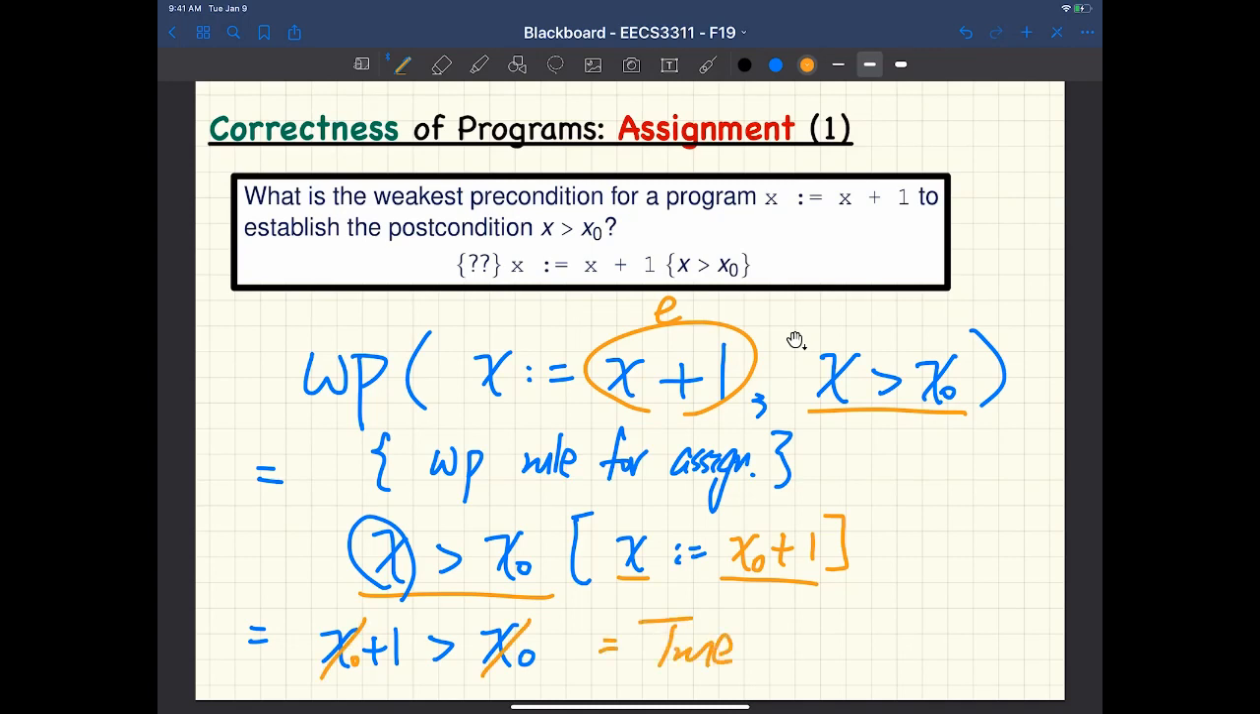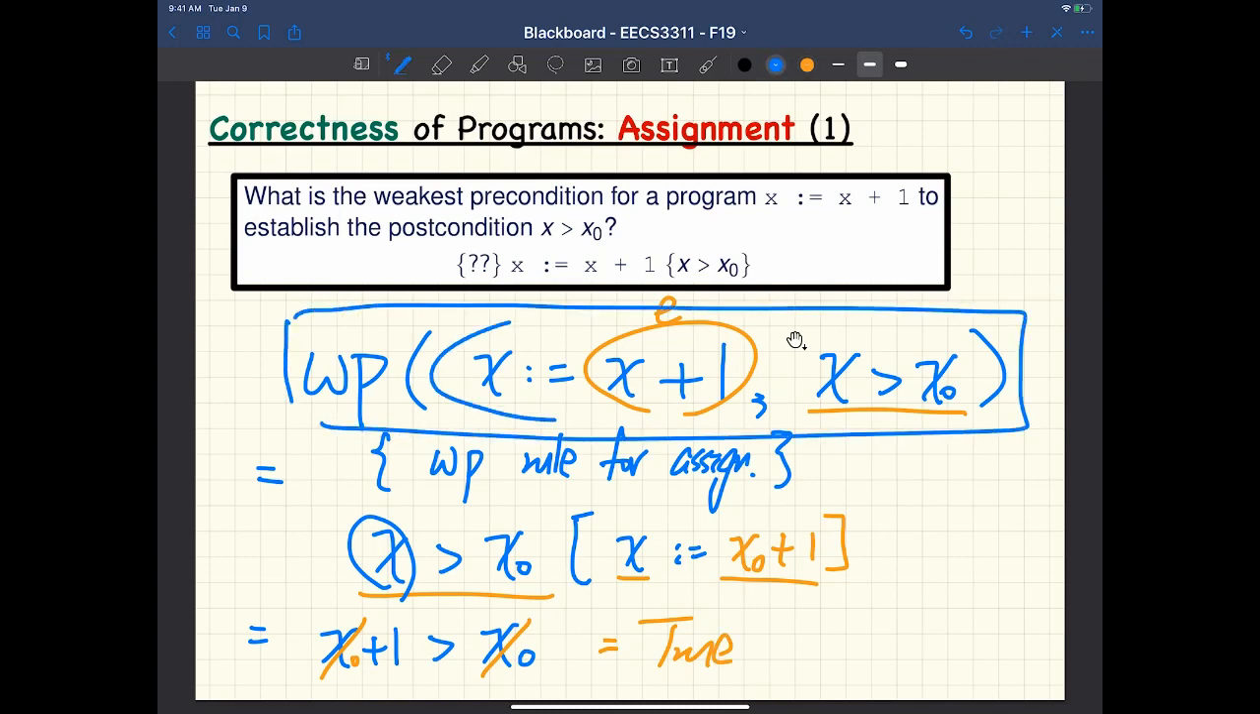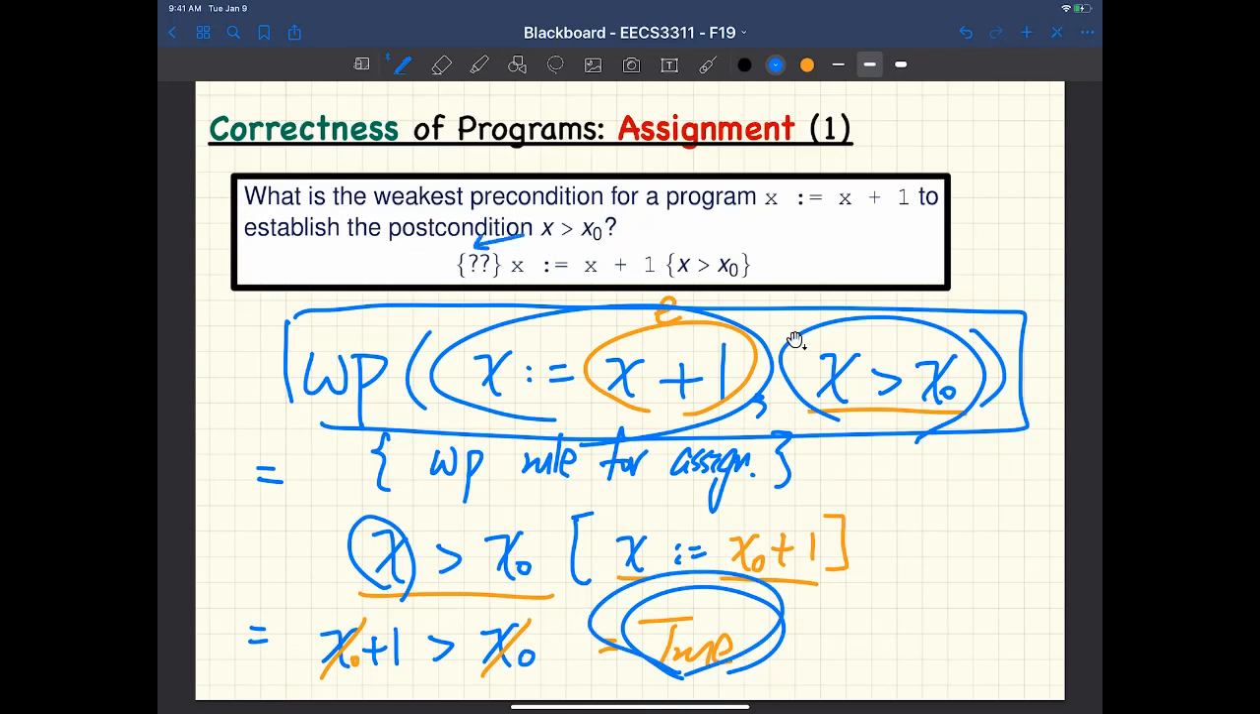So what does that tell us? That tells us the weakest precondition for this particular implementation to satisfy this postcondition is simply true. Any precondition that's stronger than this will be fine. Thinking another way, can there be anything weaker than true? No. So this program will always work. It doesn't matter what you put here, anything is weaker than true. So this program works for any precondition.